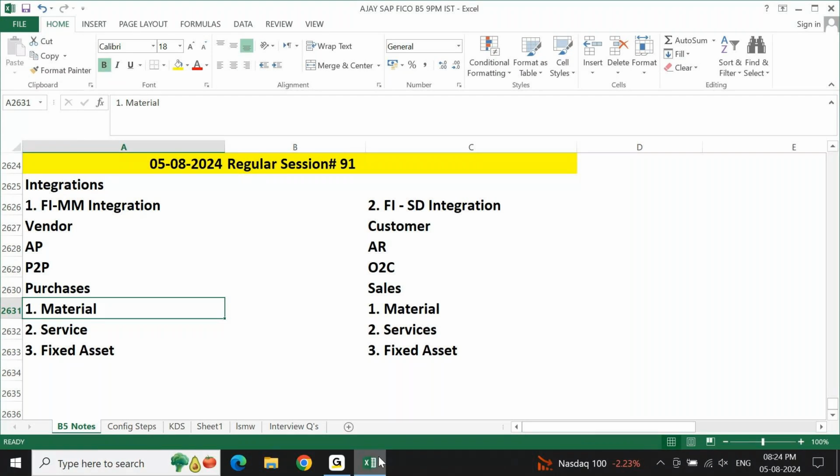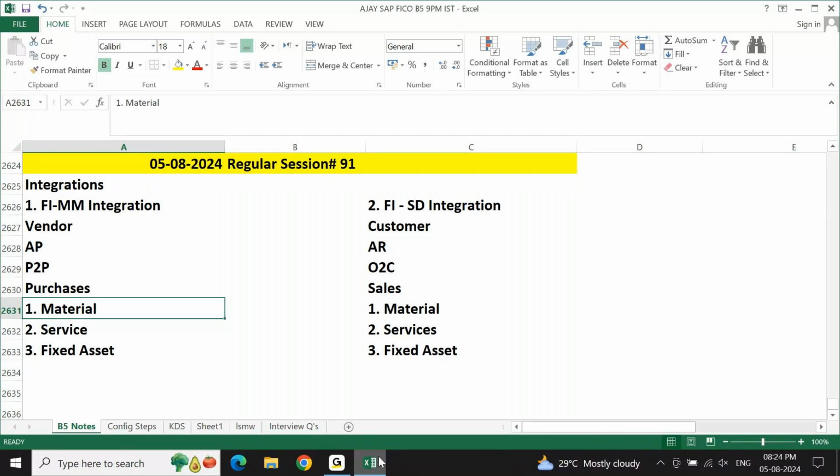Now, not all purchases are directly happening from the FI side. Not all the sales are directly happening from the FI side. There are some purchases which are happening from the MM side. There are certain sales which are happening from the SD side. What kind of purchases are happening from MM side? What kind of sales are happening from SD side? We need to have clarity. We need to understand the difference.